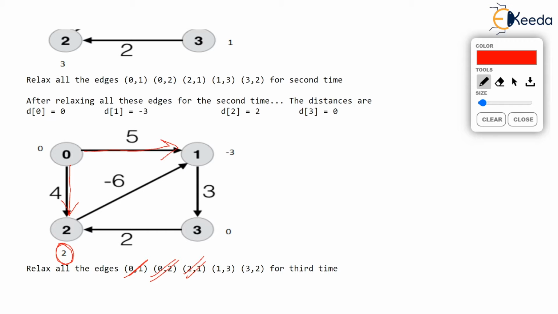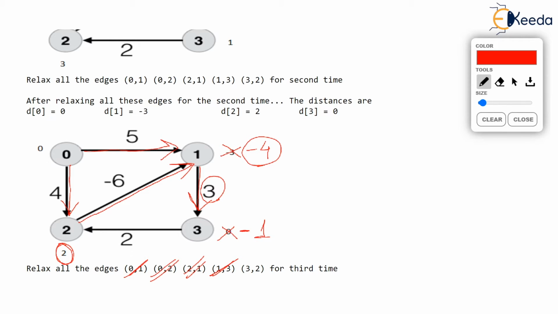2, comma 1. Now observe this 2, comma 1 is 2 minus 6, isn't it? 2 minus 6, which is minus 4. So you observe this vertex 1 is further reducing its distance, isn't it? Now 1, comma 3, observe 1, comma 3. This edge will be minus 4 plus 3, which is minus 1. So vertex 3 will get updated from 0 to minus 1.